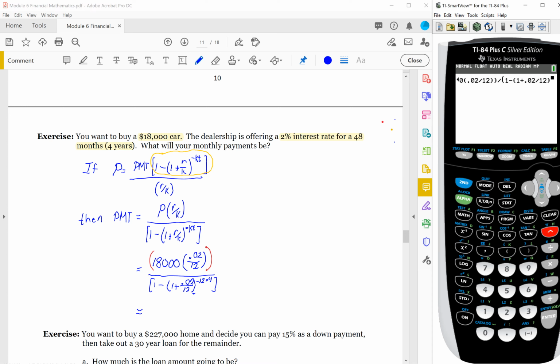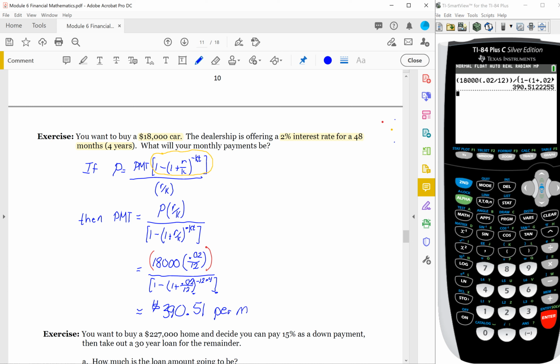Now I need the exponent, negative 12 times 4. Arrow over to get out of your new exponent, and then this parenthesis here will correspond to this bracket that's at the end. Okay, and I get $3.90, and if I round this to the nearest penny, 51 cents per month payments for this $18,000 car.